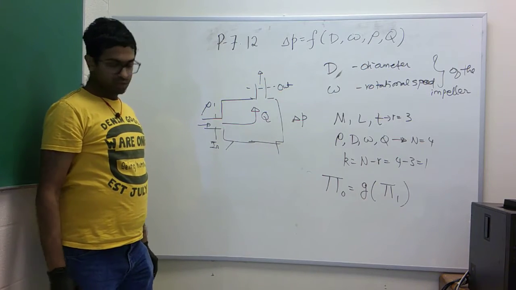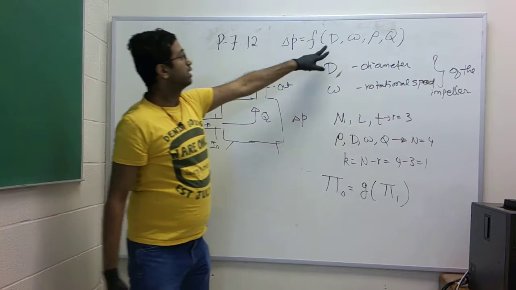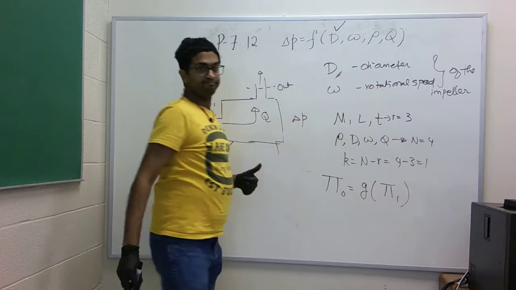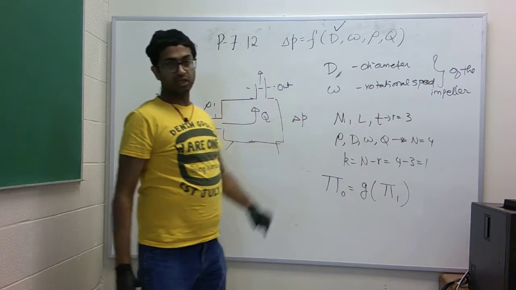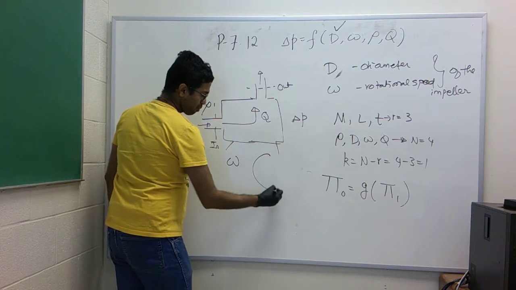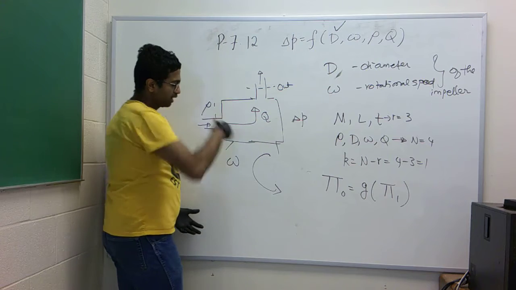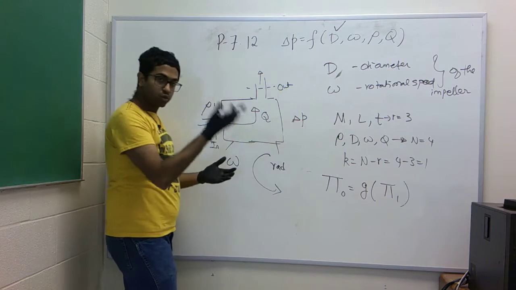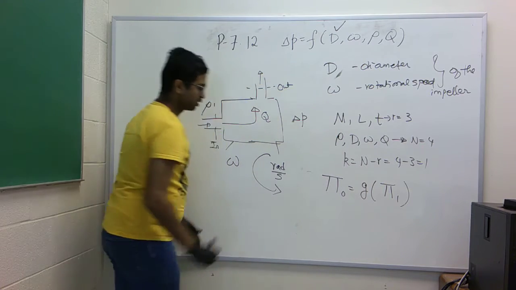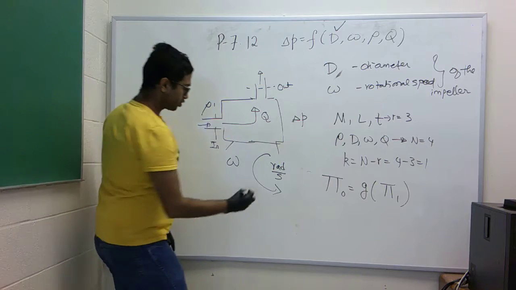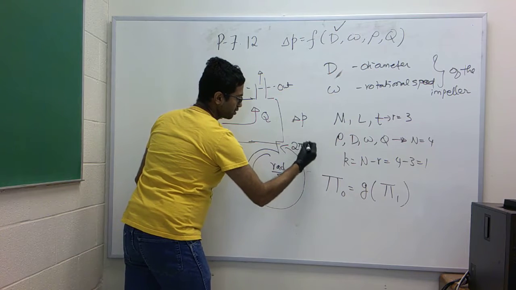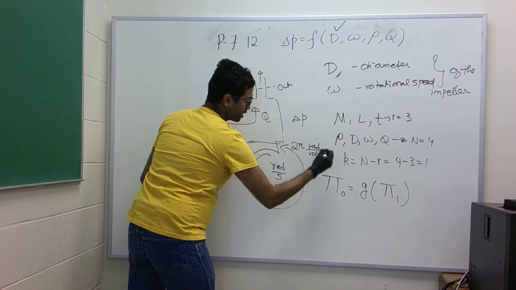Okay. So which 3 shall we choose? D has dimensions of length, so maybe I'll choose that. Okay. Rotational speed, omega, usually it's like the RPM. It's not the RPM, it is the angle swept by the rotating impeller per time. So it's radians per second. And each rotation has 2 pi radians per rotation.